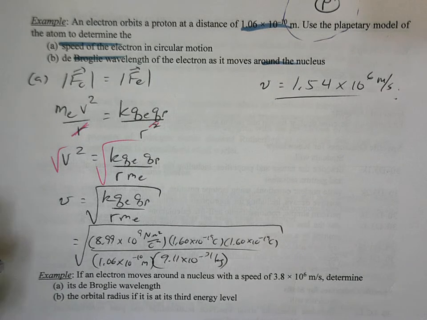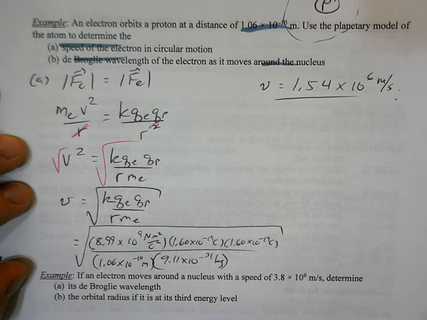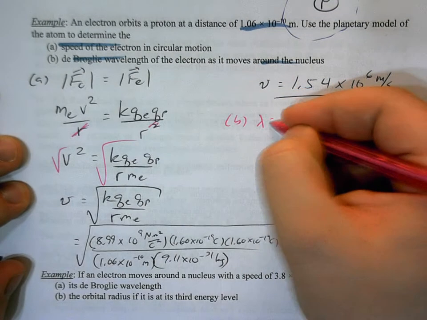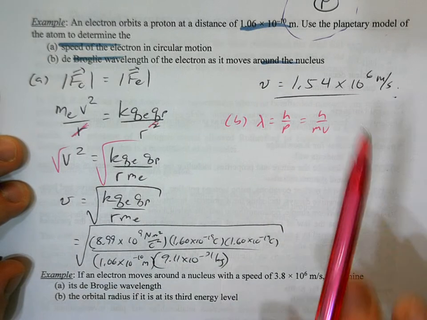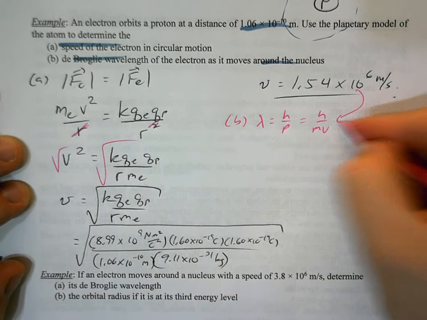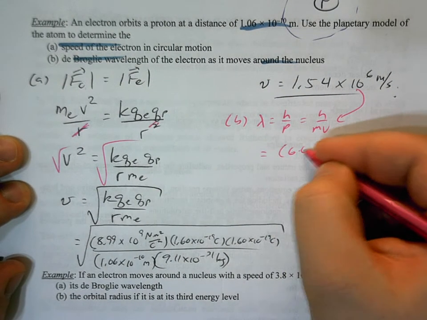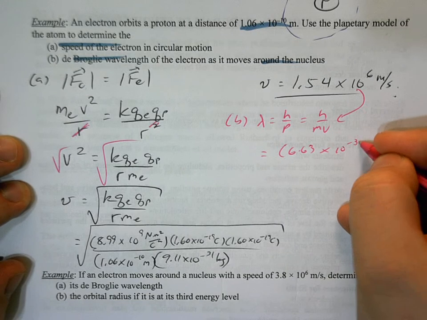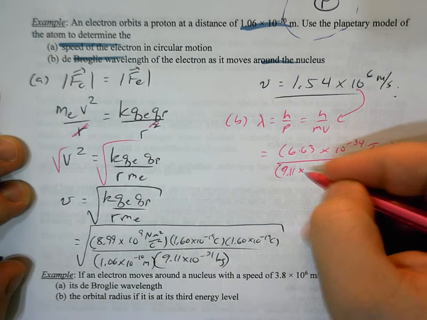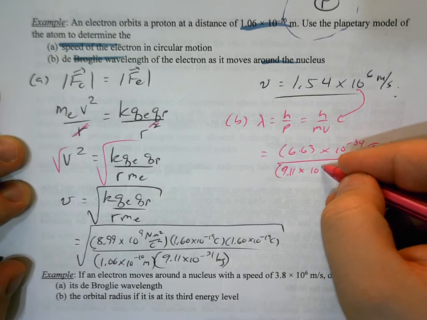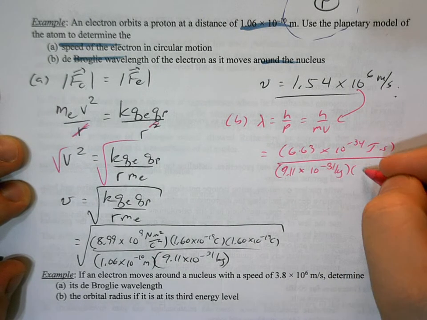So the de Broglie wavelength for this electron as it moves around the nucleus, well, the de Broglie wavelength is h over p, which is our h over mv. We know h, we know m, we just found v, so we're just taking info that we have derived previously. So our electron has this mass, and then we have that speed that we just calculated.